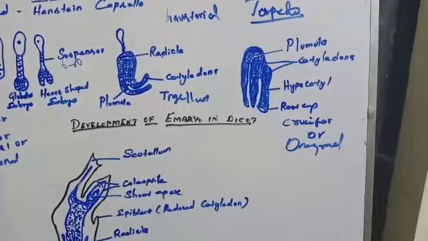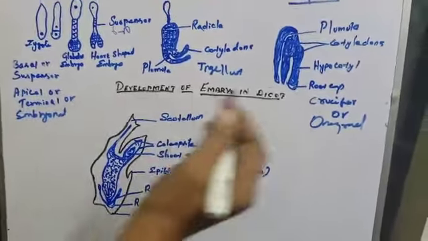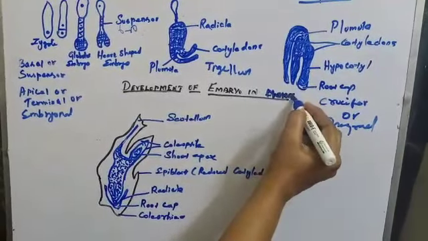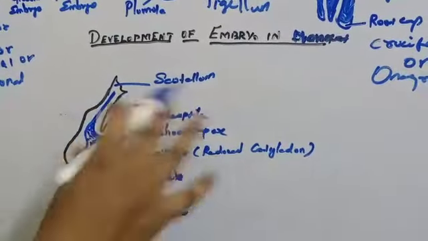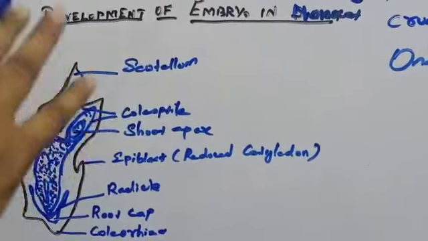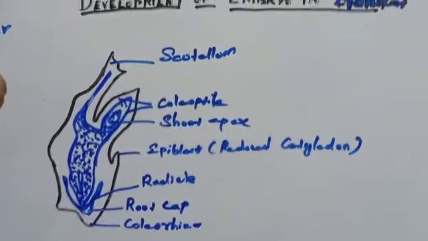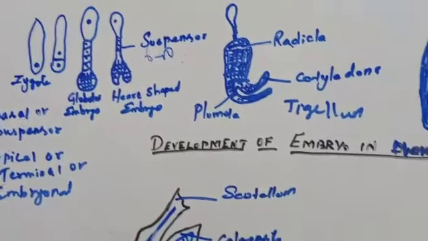Okay, next we will see development of embryo in monocots. The early stage of embryo development in monocot as well as dicot is similar up to the globular stage. Now we see the development in the monocot.